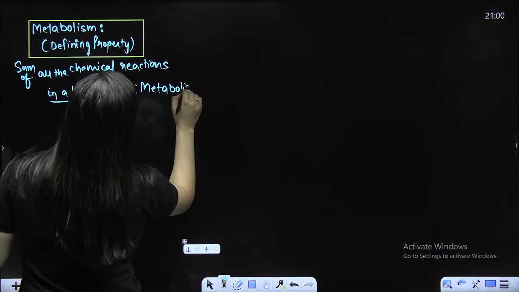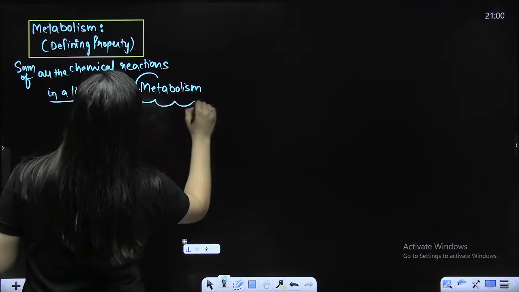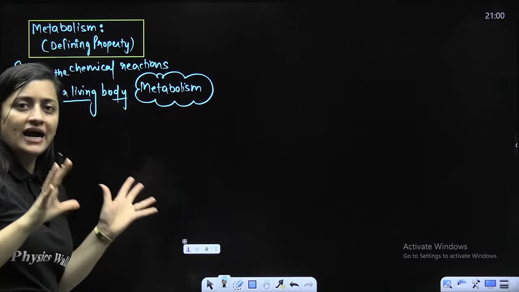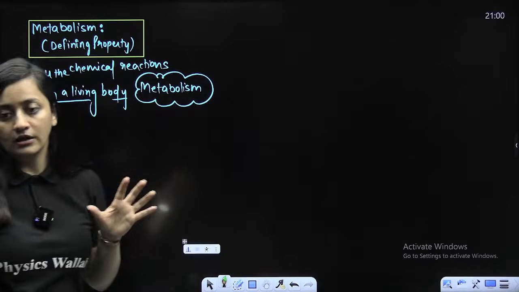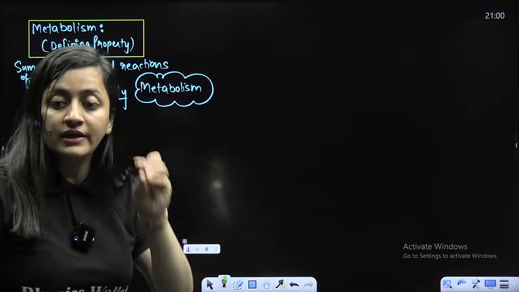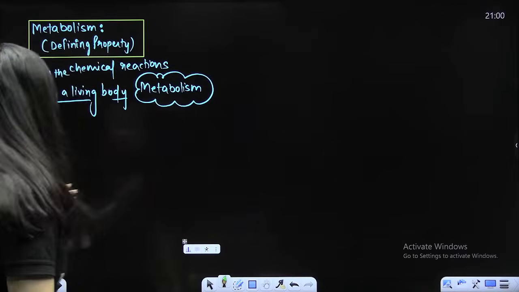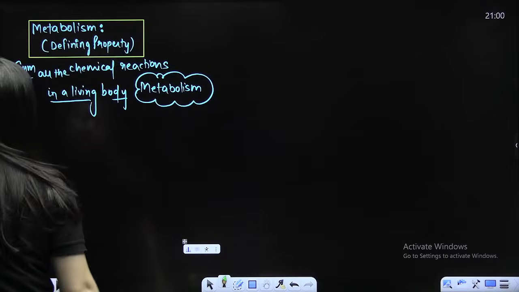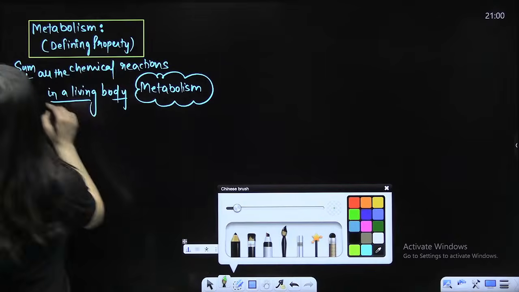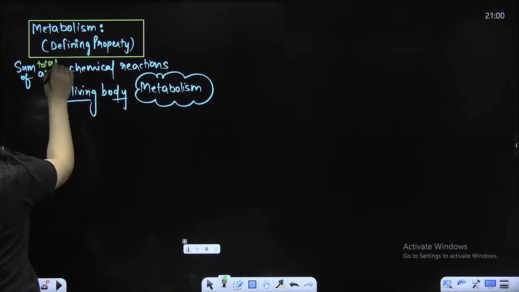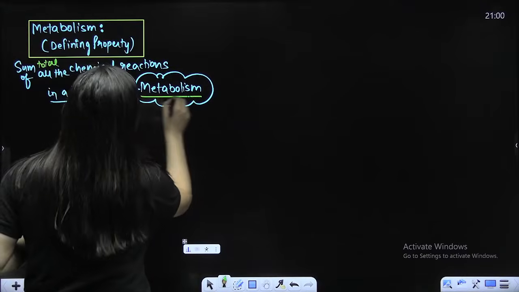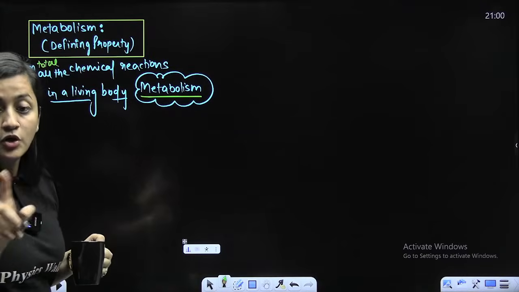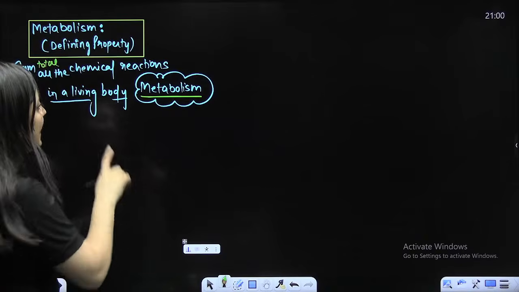So if something is living, being living and being metabolically active, these two things are synonyms. They have the same meaning. If something is living, definitely metabolism will be there, definitely chemical reactions will be there. So the sum total of all the chemical reactions in a living body, what do you call it, beta? You call it metabolism.